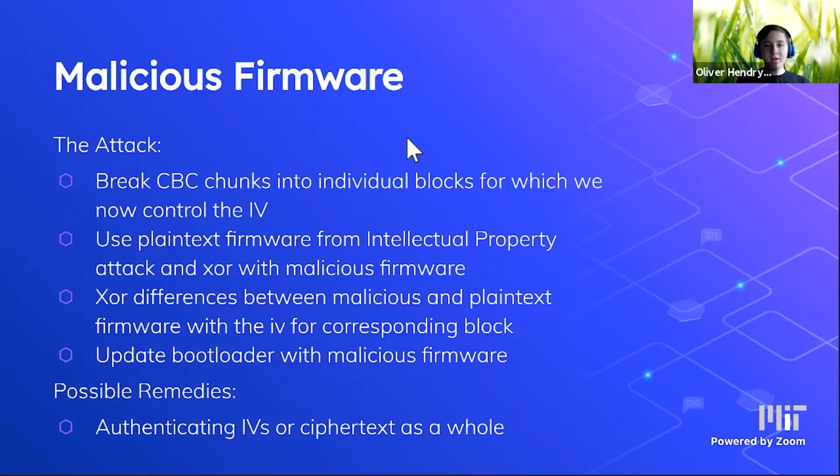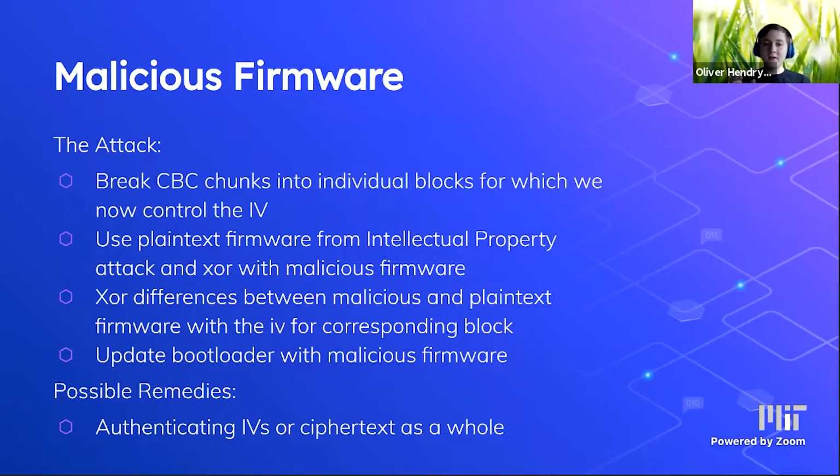For our malicious firmware attack, our first step was to break the CBC chunks up. They were packed as 8 chunks of CBC, and we broke those each into their own separate chunks, each with their own IV. What this meant was now we could control the IV for each separate chunk. And because the IV is XORed with the output of the decryption algorithm before it's the plaintext, we were then able to flip arbitrary bits in the plaintext.